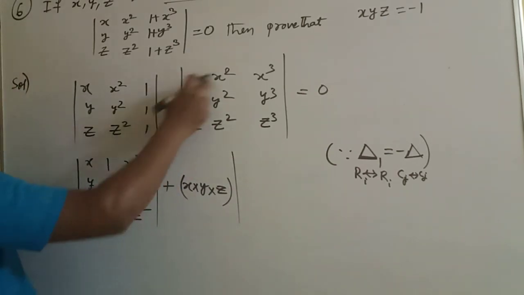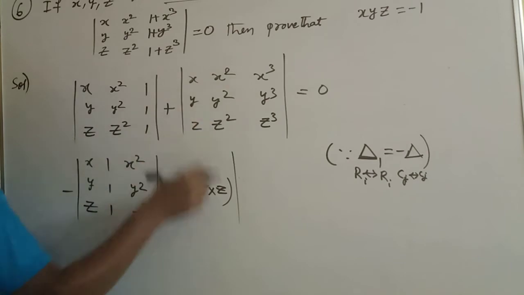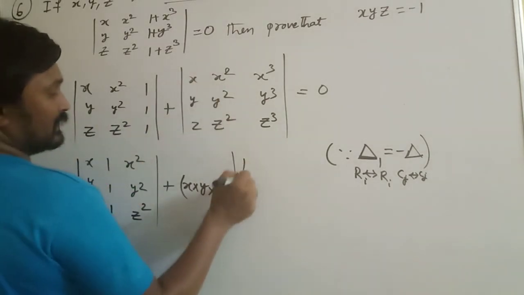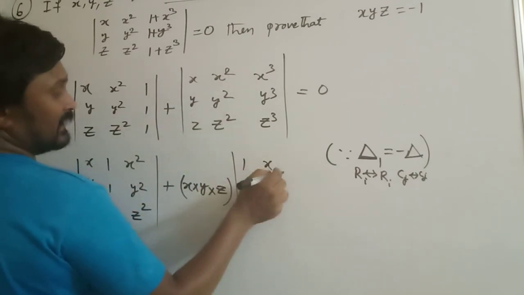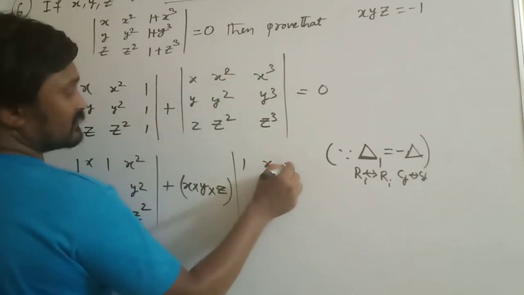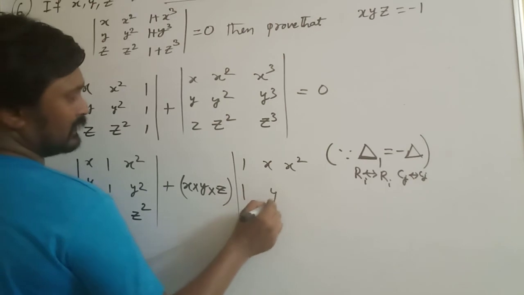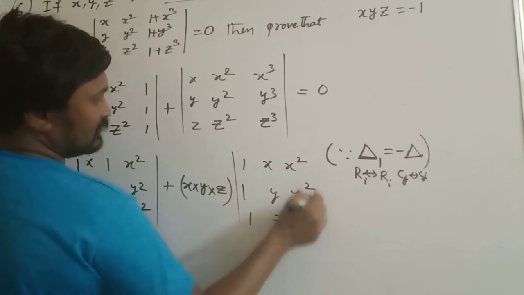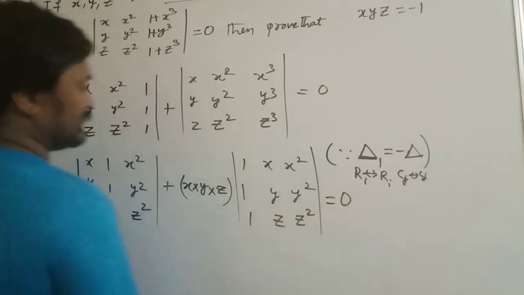Okay, for each row one letter was common. Now here one x is common, what is left? 1, x square. 1x removed, x cube, 1x removed, x square. Same method: 1, y square, 1, z square, that is equal to 0.